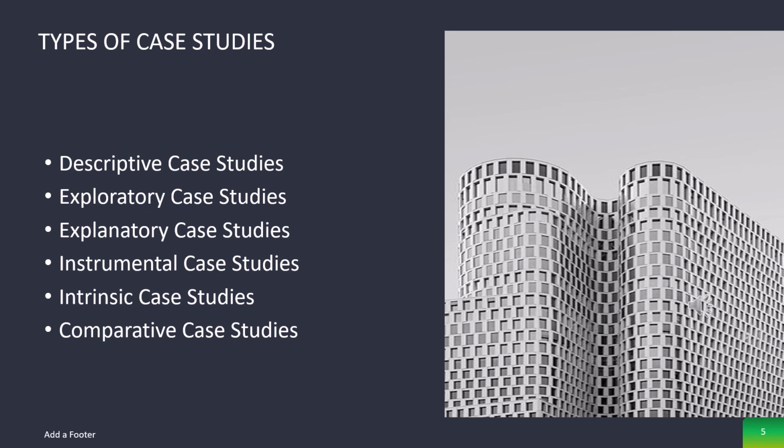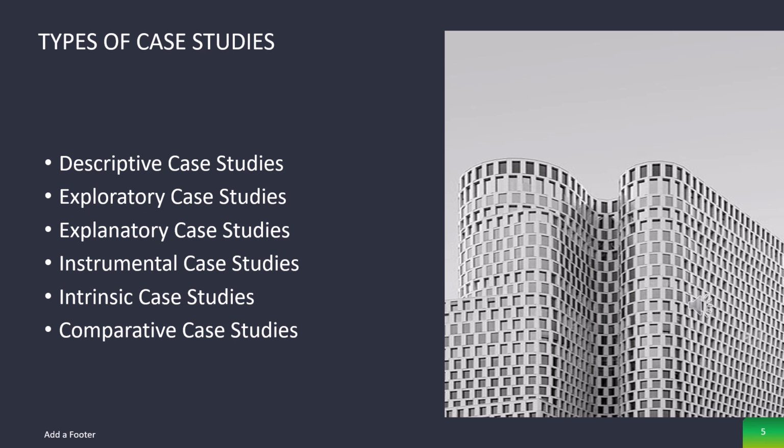Last is the comparative case study. This involves comparing two or more cases to identify similarities, differences, patterns, or trends. Comparative case studies are useful for understanding how different variables or factors influence outcomes across multiple contexts. These types of case studies can be used in various fields, like business, psychology, sociology, education, and medicine, among others, depending on the research objectives and methodologies you have employed.